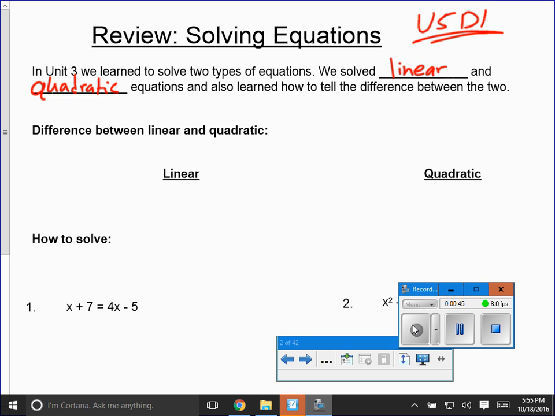So for a linear equation, we have just regular x terms, what we call plain x. There's no exponent on x, on our variable. What that really means is that the exponent is 1.